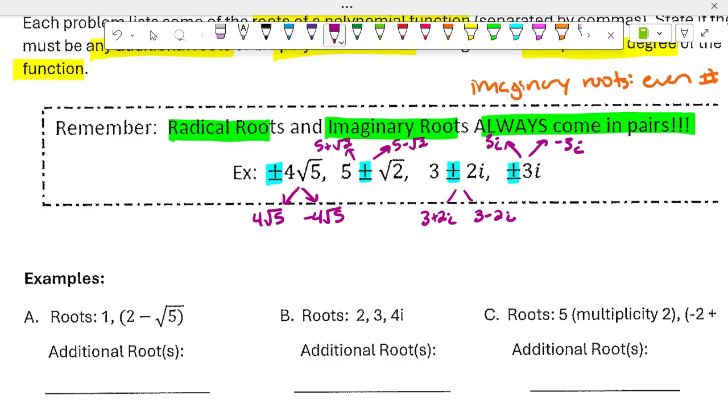So if the root has a radical in it or an i in it, meaning it's imaginary, there's always going to be an opposite sign pair. If it was originally negative, it becomes positive. If it was originally positive, it becomes negative. That's the other one, its pair. Just know that they always come in pairs. So when it asks if there needs to be an additional root, that's typically what they're asking. Is there one with a radical or with an i in it that we need to state what the other one is? Let's look at an example of that.